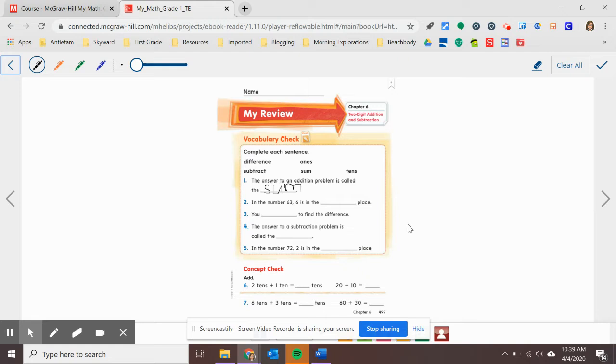Number 2, it says in the number 63, 6 is in the blank place. So let's think about that number 63. We know that there are 2 places in each number. So which place is the number 6 in? 6 is in the tens place. So go ahead and write the word tens on the line.